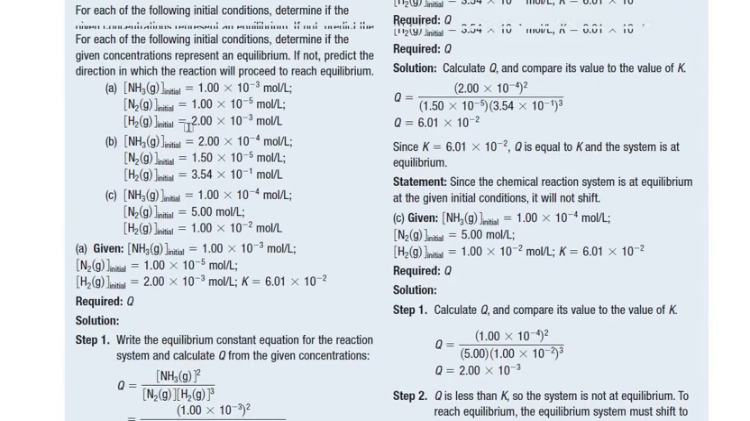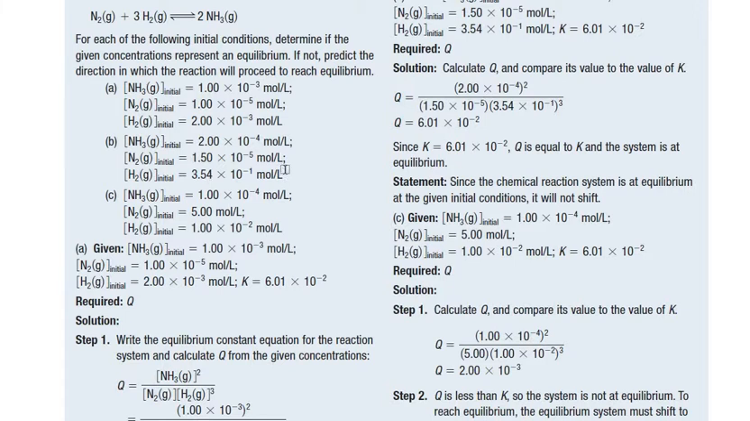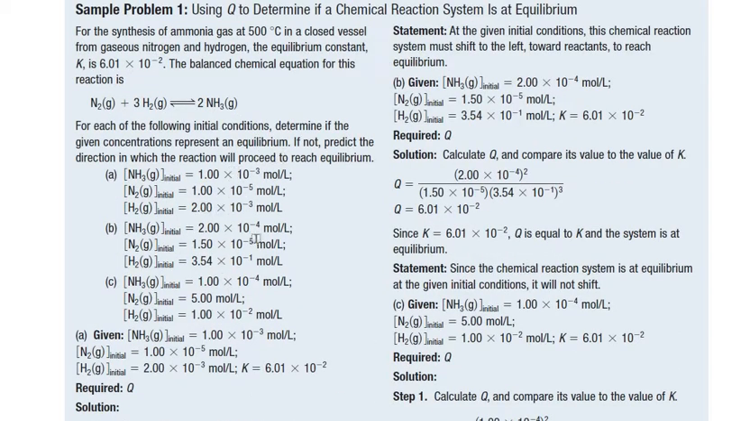That's part A. For part B, we have another set of concentrations. We just substitute everything there. Q equals, again, the same formula, NH3 to the power of 2 divided by the concentration of nitrogen times the concentration of hydrogen to the power of 3. So we substitute all the numbers given here. Q is 6.01 times 10 to the power of negative 2, and K is the same thing. Since K and Q are the same, we are at equilibrium. Since the system is at equilibrium at the given initial condition, it will not shift.